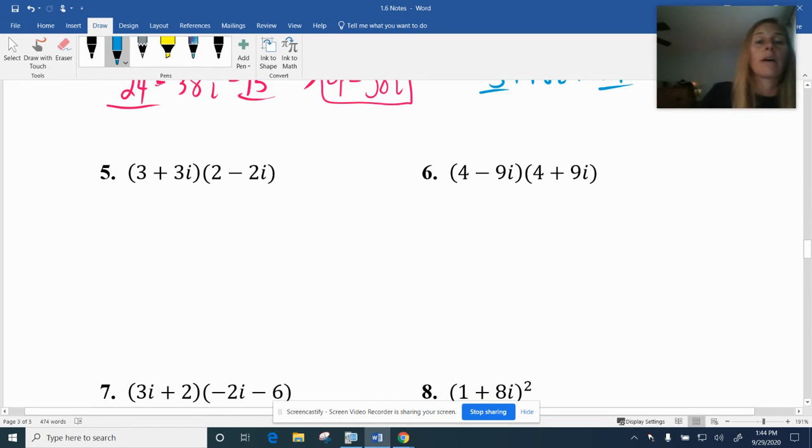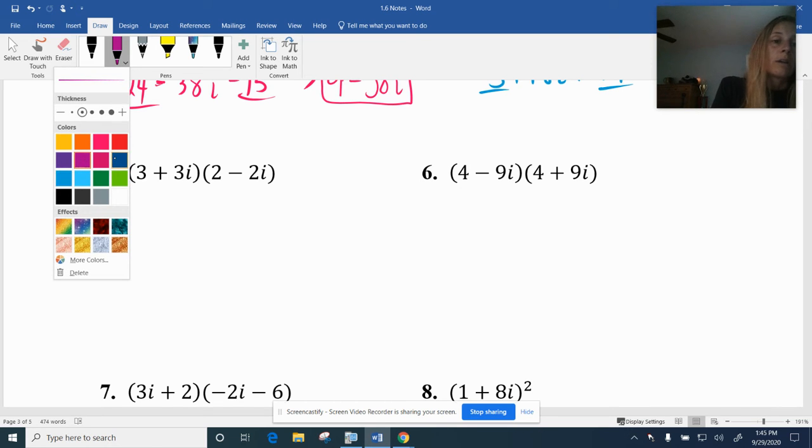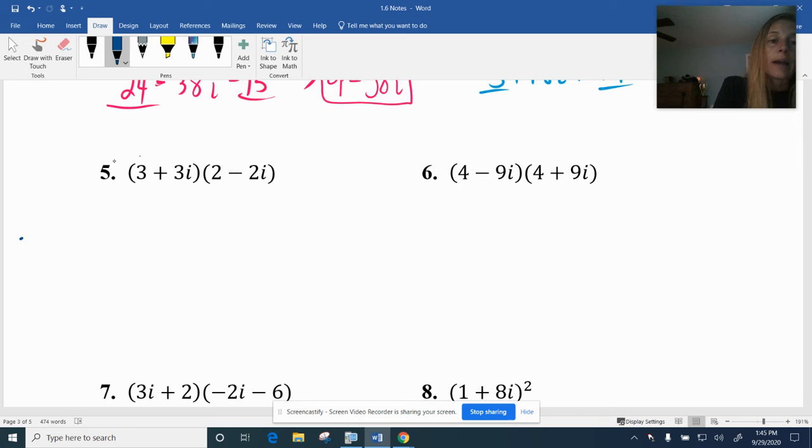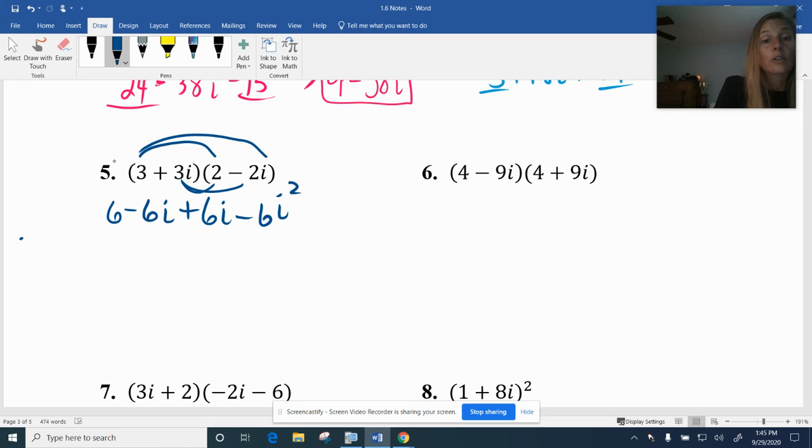All right, a couple more now. Distributing still. So when I look at number 5, I have 3 times 2, which is 6. And now I distribute my 3 to the negative 2i, which is negative 6i. Then when I distribute the 3i, I get positive 6i, and then I get negative 6i squared.